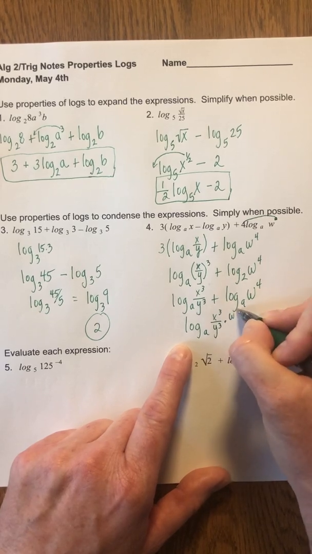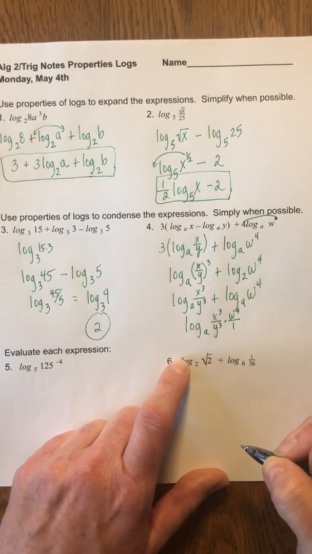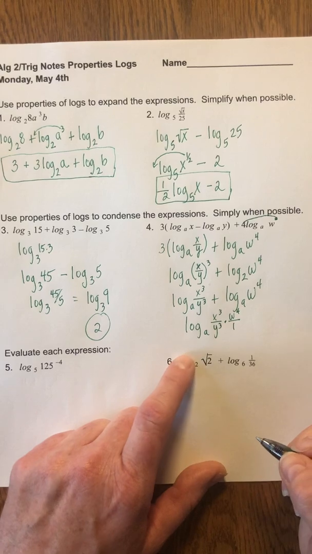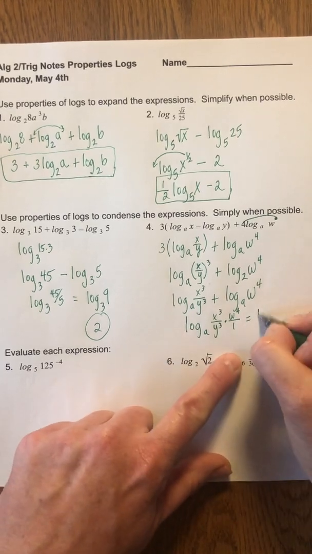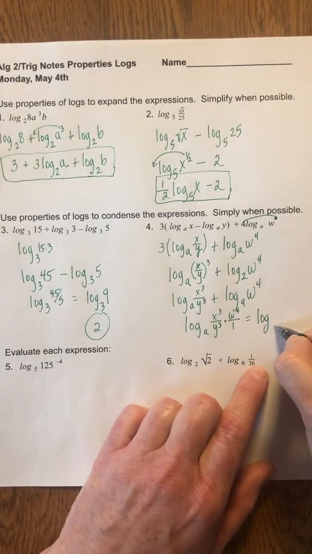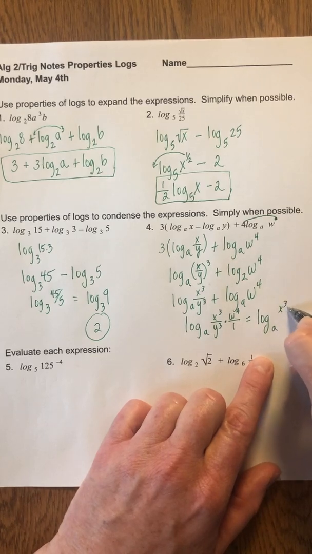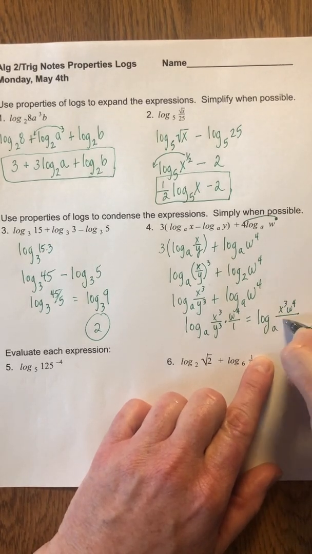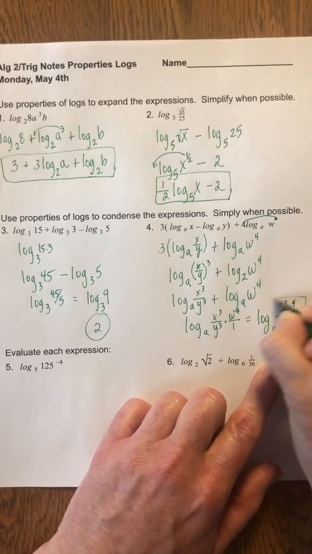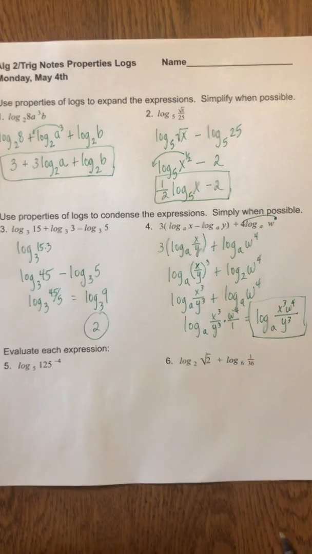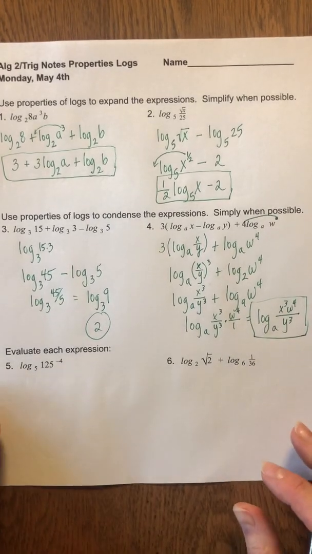Well, this w to the fourth is going to be on the numerator. So I'm going to say w to the fourth over 1. And then I'm going to multiply these. So final answer, log base a, x to the third, w to the fourth, over y to the third. Number 4 is a tough problem. If you understand it, that's great.